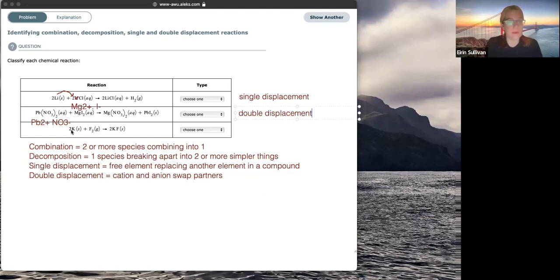And then finally, we have potassium, the element, and fluorine, the element. Remember, fluorine is one of our homonuclear diatomic elements, likes to go around as a molecule, forming potassium fluoride. So that would be a combination reaction.